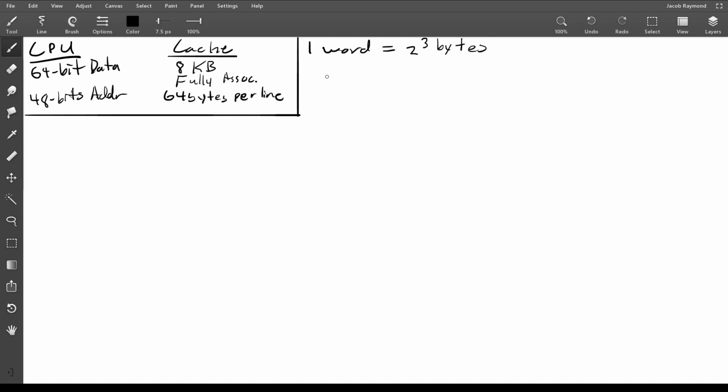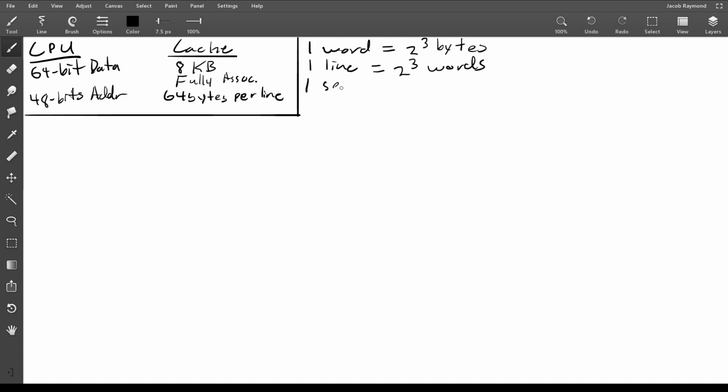Then we have, well, one line is equal to how many words? Well, we have 64 bytes per line. 64 is 2 to the power of 6. And each 2 to the power of 3 bytes is going to be one word. So that means we have 2 to the power of 3 words, right? If we just multiply these out, then we get 2 to the power of 6, which is the number of bytes per line.